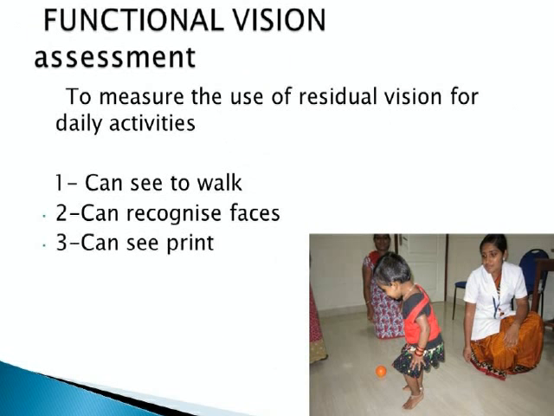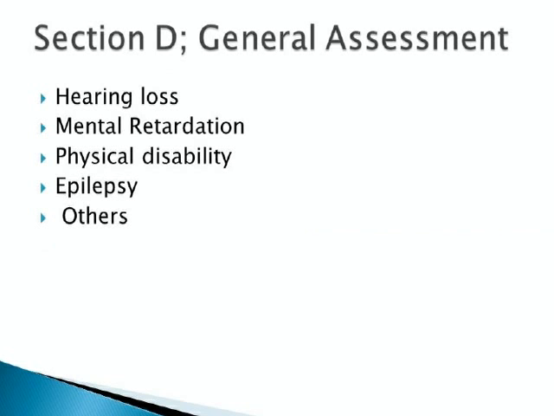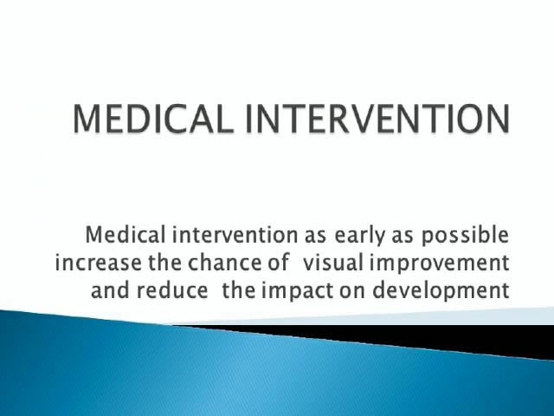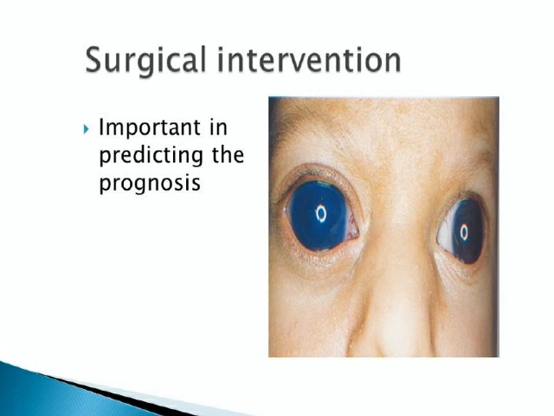After that assessment, always we have to do the functional vision assessment. It is done by asking leading questions and watching the child, whether the child can see enough to walk, or can see enough to recognize faces, or can see the print. Other additional things are about medical intervention. Medical intervention as early as possible has to be done. That will give a chance of visual improvement and will reduce the impact.